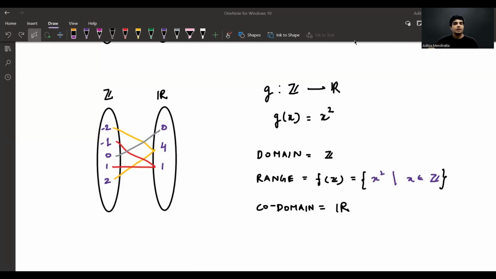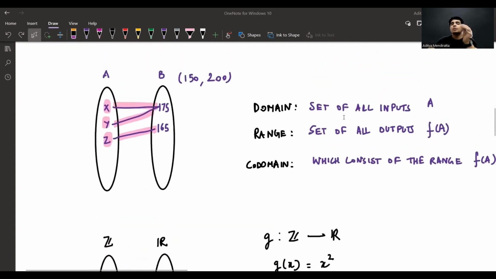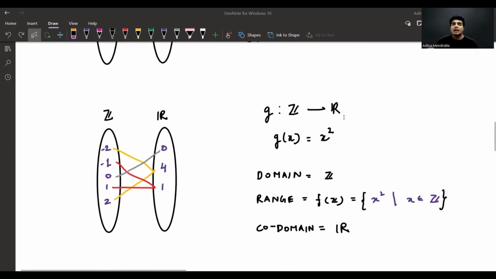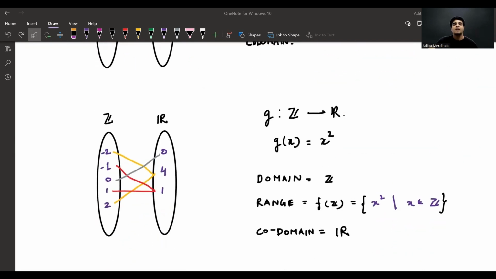There is something that we really need to observe about these functions. What's that? That functions don't have a problem with two or more elements being linked to a common element in the codomain. For example, 2 and -2 over here are being linked to 4. We saw that in the earlier case as well. X and Y both were being linked to 175. That means functions don't have a problem when two or more elements of the domain have the same image, the common image in the codomain. They don't have a problem.